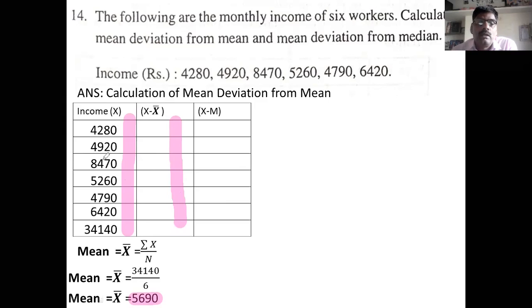X is the given value. X bar means you calculated mean. You see one by one. So 4,280 minus 5,690 is 1,410. You don't put minus or plus. You calculate the difference between the values, x minus x bar.